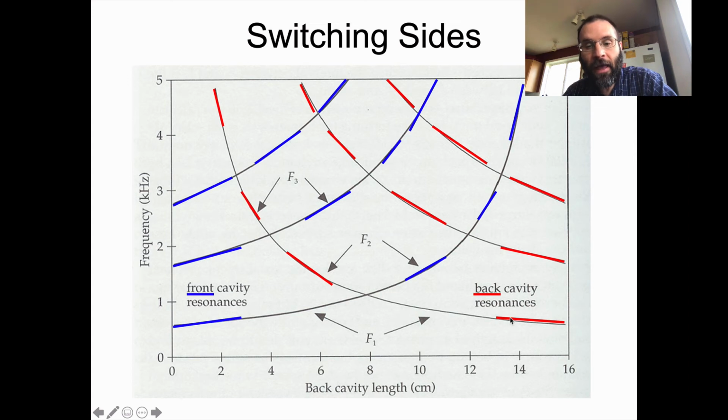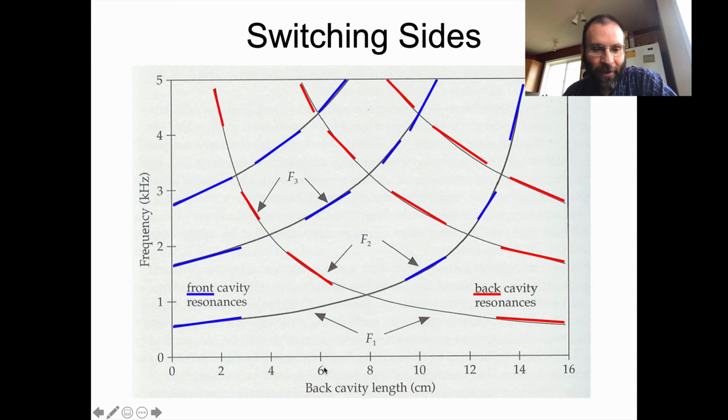And the lines in red are showing you what are F1, F2, and F3 for the back cavity by itself. So again, we can go to our default scenario. I think this might actually have a default value of 16 centimeters for the whole length of the tube. So let's say my back cavity length was 6, then my front cavity length would have to be 10.